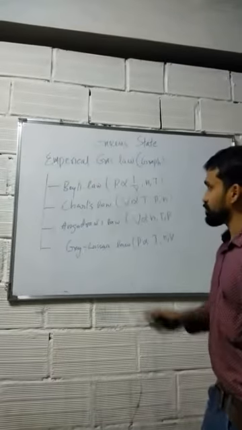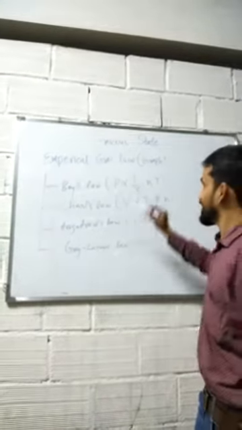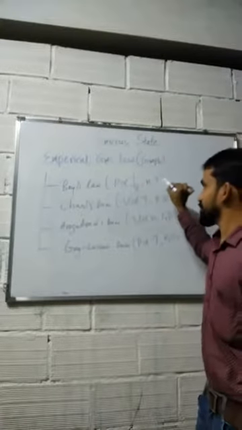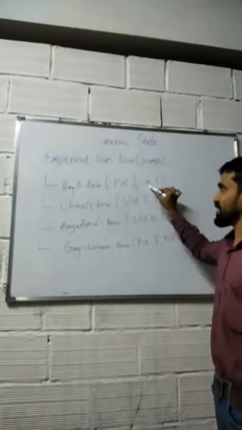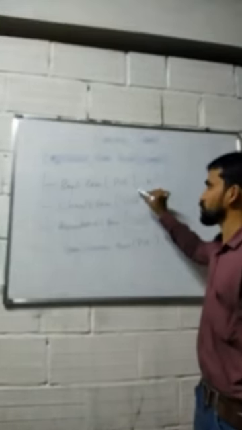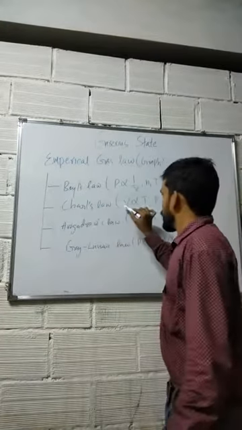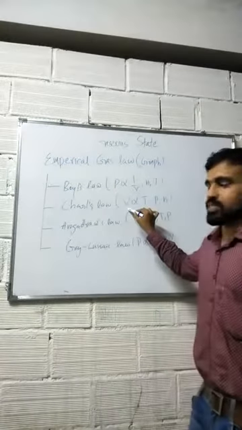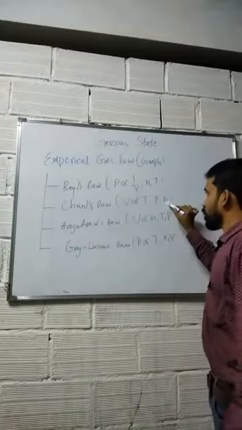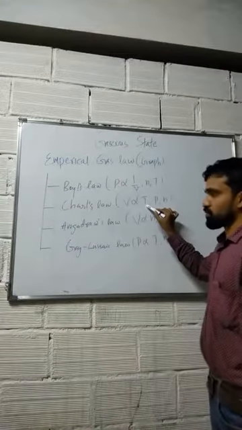For introduction, you know that Boyle's law states that at constant temperature and fixed amount of the gas, pressure of the gas is directly proportional to 1 by V, or pressure of the gas is inversely proportional to V. And Charles' law, volume of the gas at fixed amount and constant pressure is directly proportional to temperature.